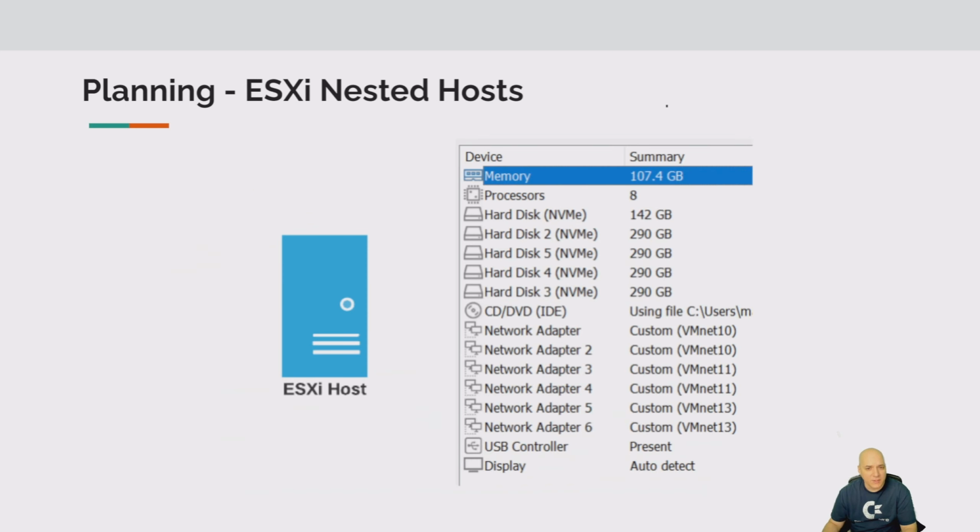All right, so let's look at the nested nodes. This is how I set them up. I gave each one 107 or 110 gigs of RAM. It comes out to 107, 8 processors. You can see the hard disk layout there. That's important, right? 142 gig for boot.